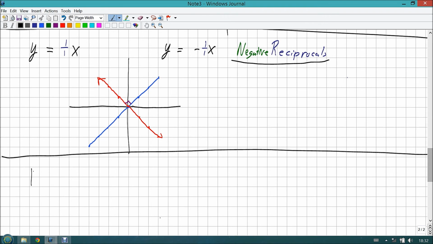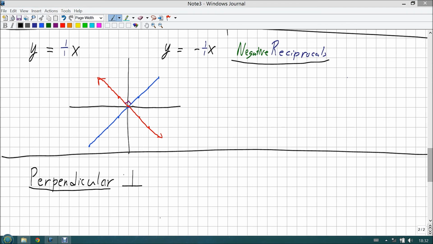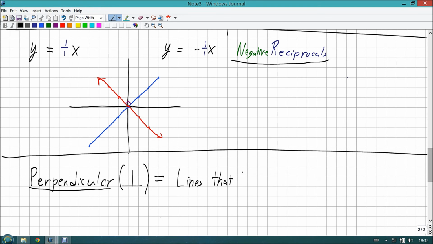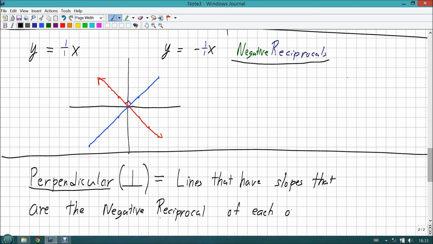So let's write that down. For perpendicular, and by the way, perpendicular is really hard for me to spell, so I'm going to start spelling it like this. Yeah, it's an upside down T. Get over it. Perpendicular lines are lines that have slopes that are the negative reciprocal of each other.